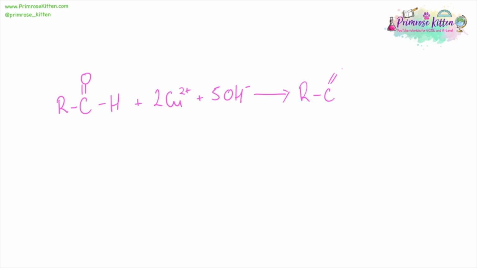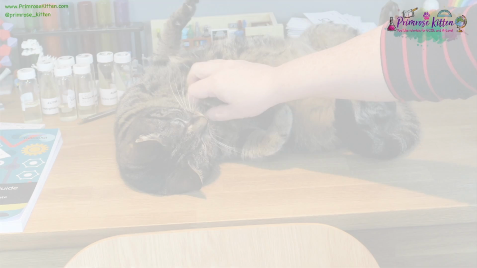The parts in the Fehlings solution that we're actually interested in are going to be the copper ions and the hydroxide ions. And it is the copper reacting to make copper 1 oxide, which is going to give us a red precipitate.